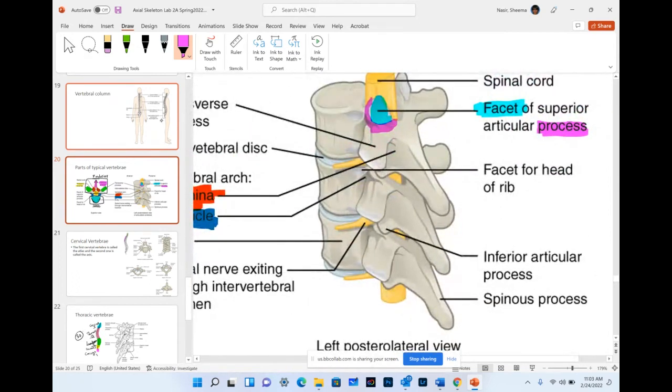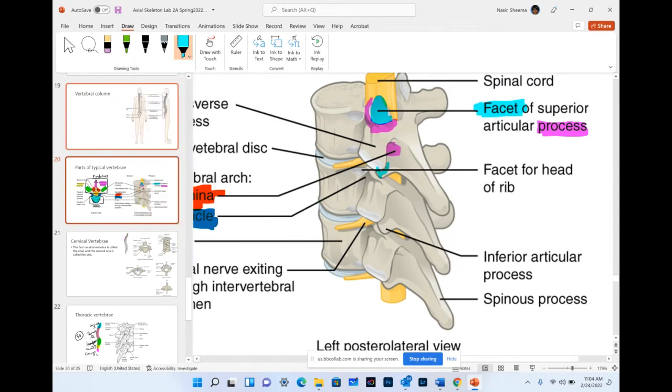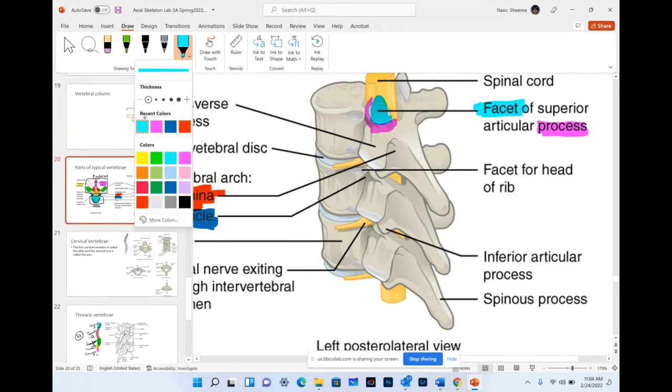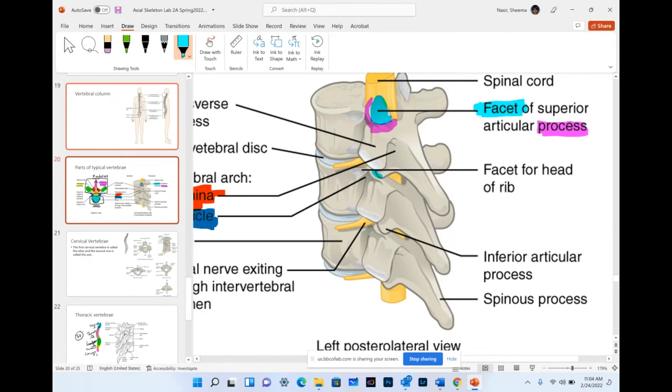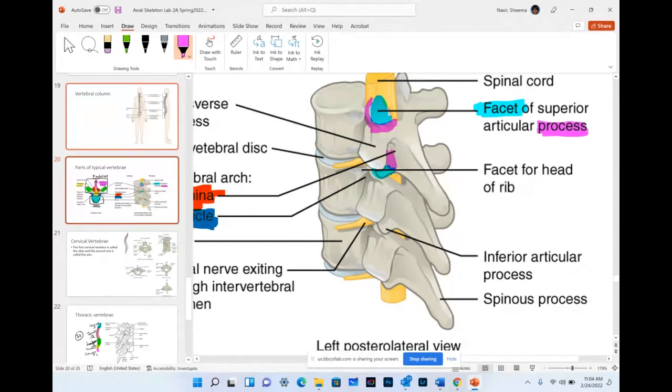So over here, this would be the inferior articular process, and the facet would be right here. And see, oh, I am on the lower one. My bad. Sorry. Oh, yeah, I was right. So this is the facet, and this is the process. Do you understand?